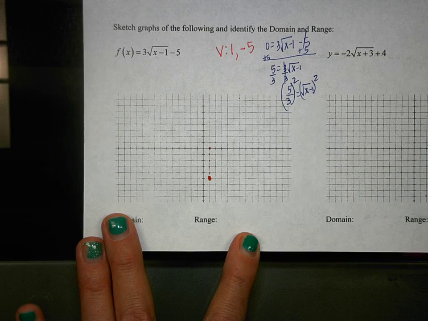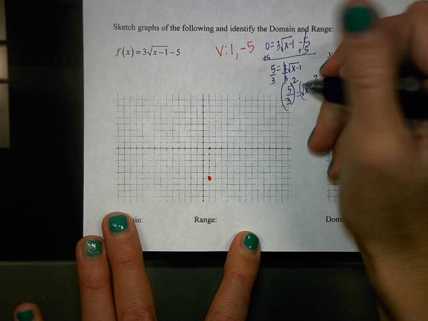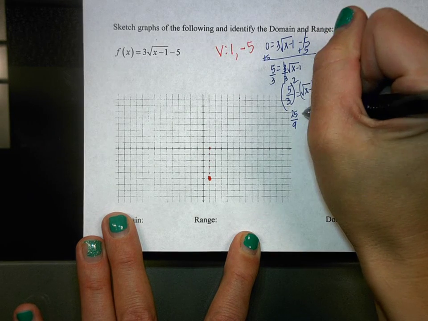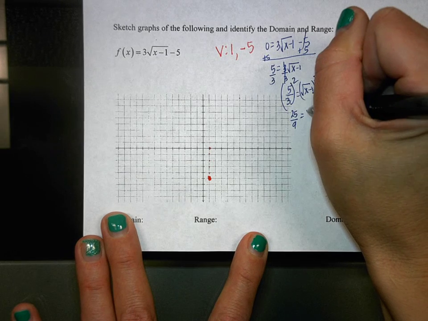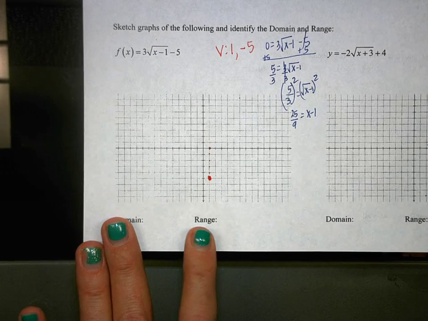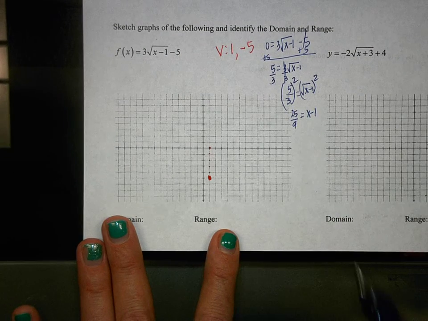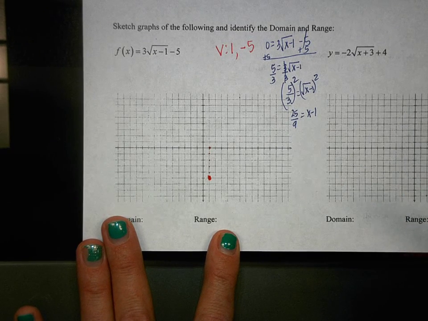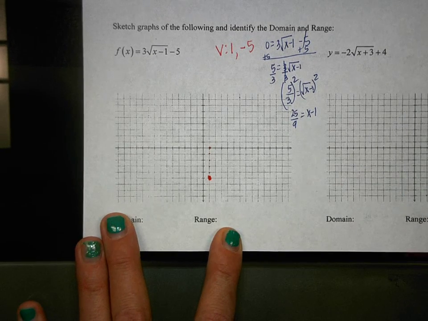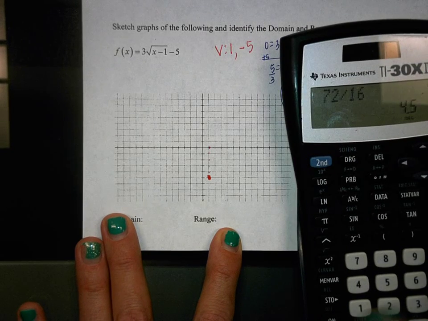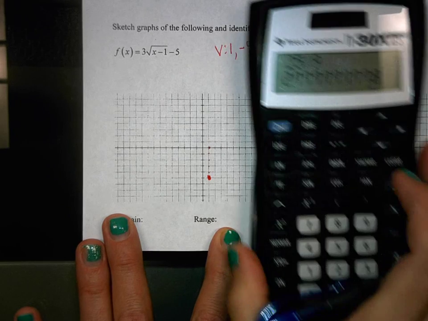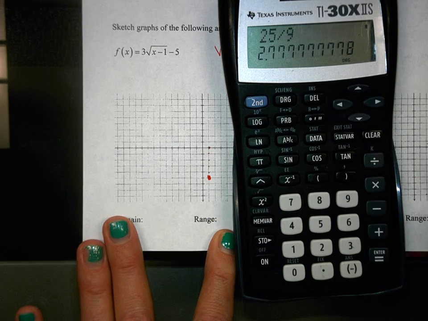So 5 over 3 squared, what's that going to become? 25 over 9 equals x minus 1. Now, you could leave this in fraction form, but when I'm plotting this on a graph, I'm going to want it as a number, right? So you could use your calculator and divide 25 by 9 to get a decimal. And so I would just round it to about 2.8.